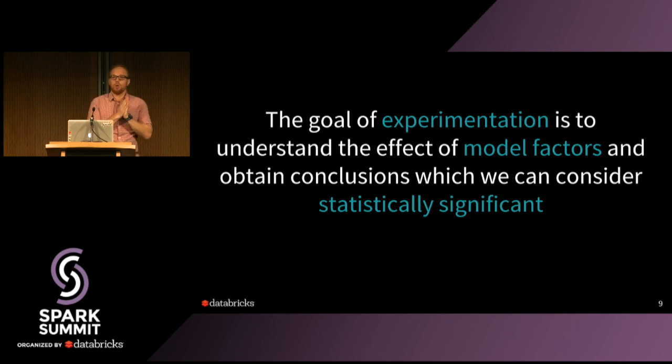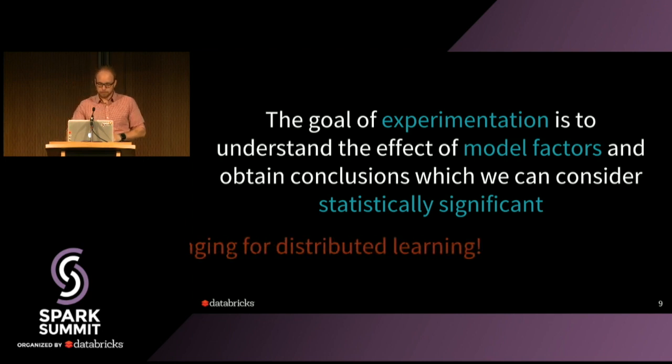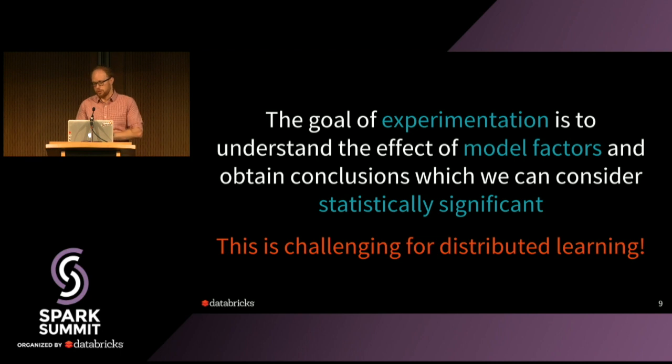And really, the goal when we're talking about experimentation is to understand the effect that model factors are going to have on the model and obtain conclusions that are statistically significant. Statistically significant is very important because that is going to help us come back to our organization and assign confidence to the claims that we make about our model's performance. And this is really challenging for distributed learning.